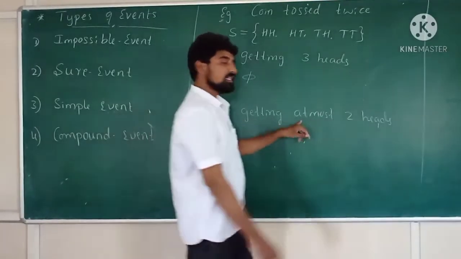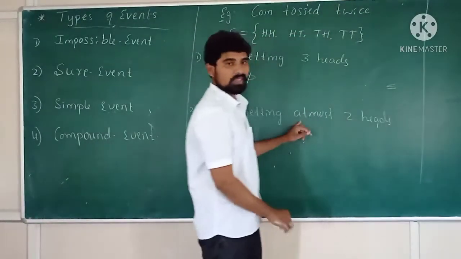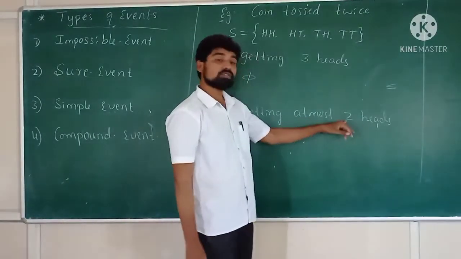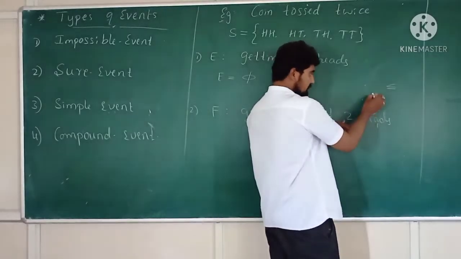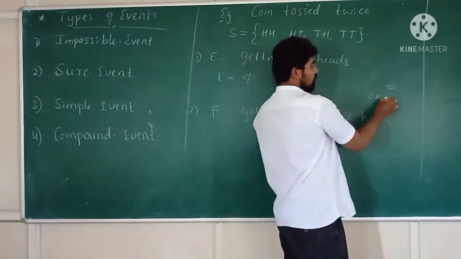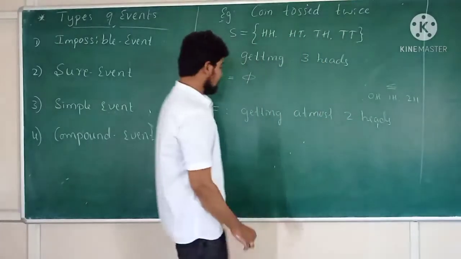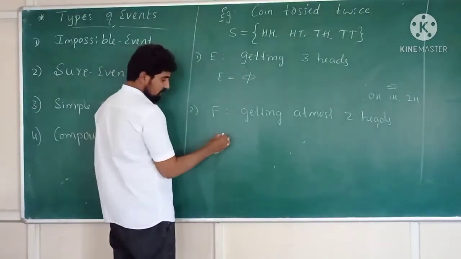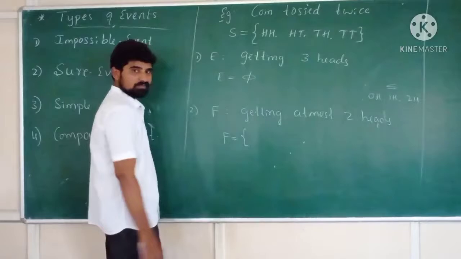So at most, in the sense of maximum, means less than or equal to. So we need to get at most 2 heads. At most 2 heads means less than or equal to 2 heads, in the sense we may get 0 heads, or 1 head, or 2 heads. Therefore the possible elements of the event F, or possible outcomes of the event F, are given by.